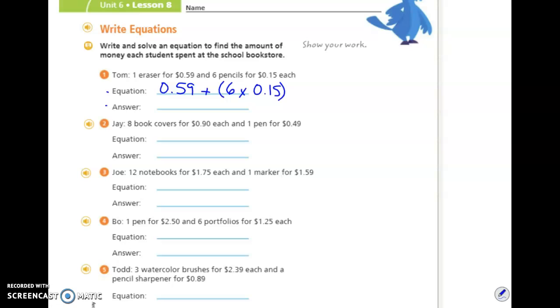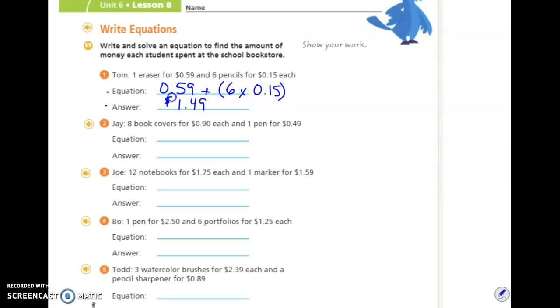And I'm not putting the dollar sign in there. I hope you're all right with that. Okay? So before we can do anything, we've got to do the multiplying first, right? Pause the video and see if you can figure out what the answer is. I'm hoping you got $1.49. Okay? Let's try number 2.